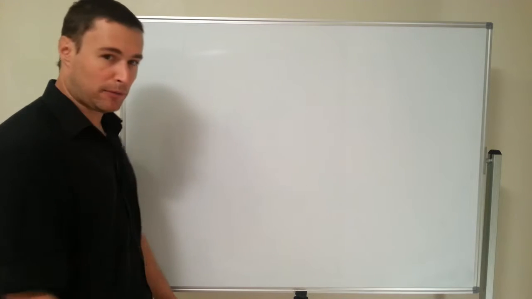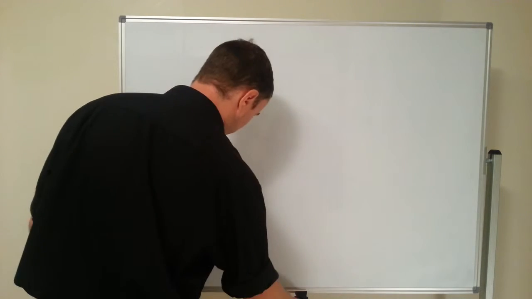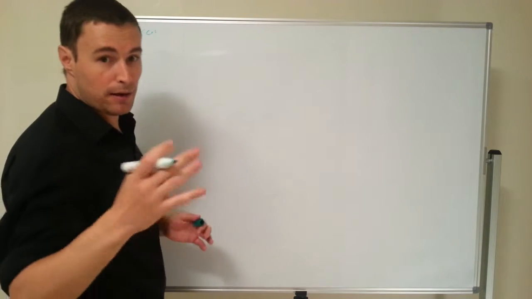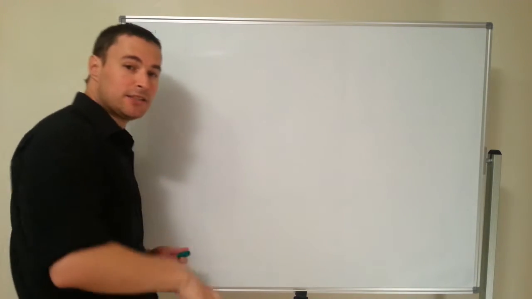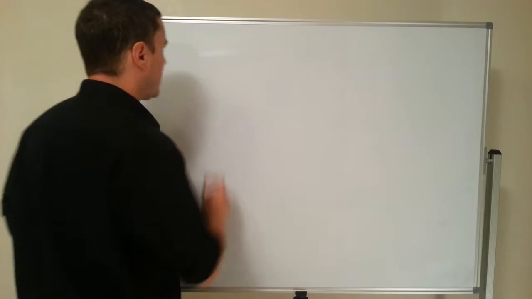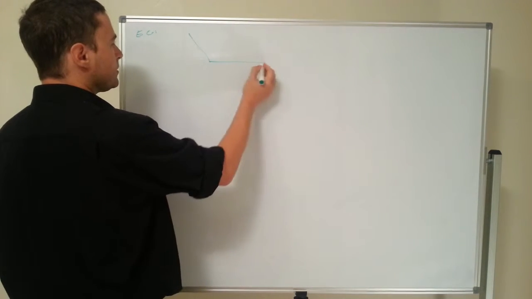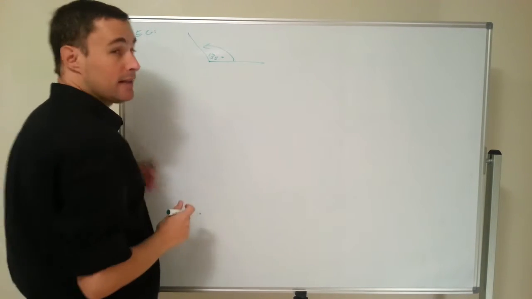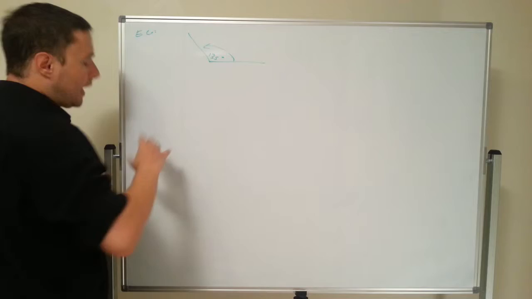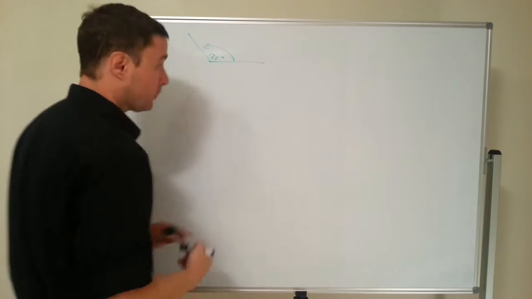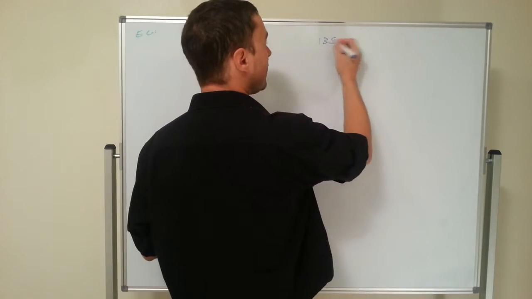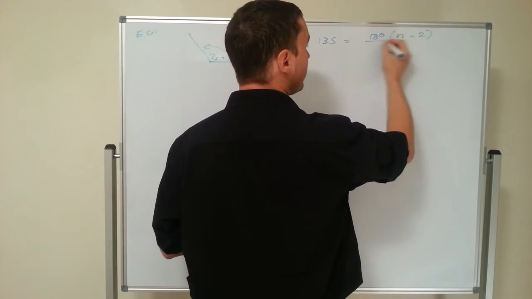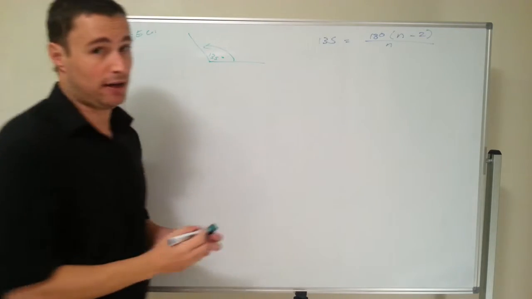So let's look at a different type of question, the one that I've got there. How many sides does a regular polygon have if it has an interior angle of 135 degrees? I'm just going to draw the picture. 135 degrees, and they ask how many sides it has. Now, I could set this up. I haven't done it in the notes, but you could do 135 equals 180 times the number of sides minus 2, divided by the number of sides, and you could solve for n.